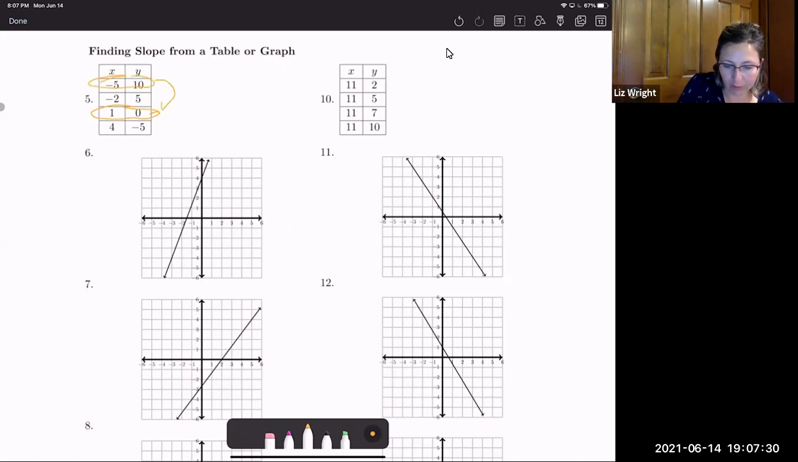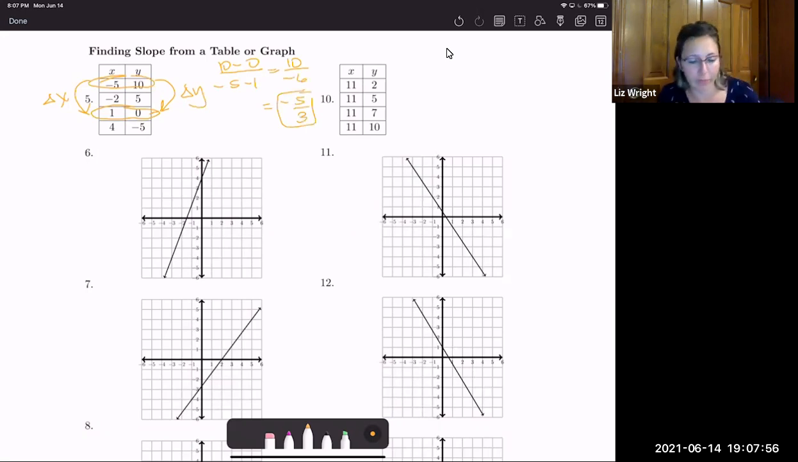So my change in my y's are going to be on this side. I went from top to bottom for the y's, so I need to go from top to bottom for my x's. That's going to be my change in my x. So I am going to have 10 minus 0 all over -5 minus 1, which is going to give me 10 over -6, which is going to give me -5/3, because you want to reduce that. So we're going to take a 2 out of both of them. So that's our slope.